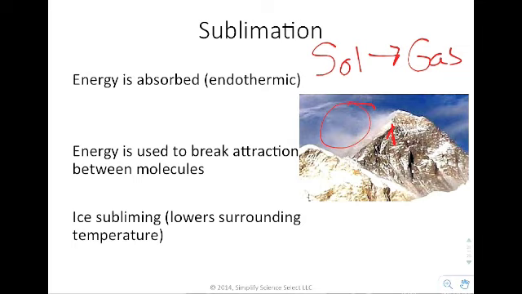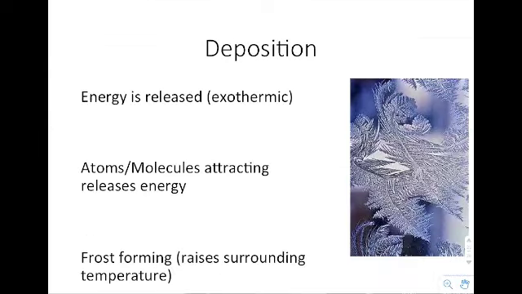Whenever you have an endothermic reaction, you're putting energy in, and since you're putting energy in as that occurs, it's going to lower the overall temperature. So ice subliming, which is what you see here, will lower the temperature on the mountains.